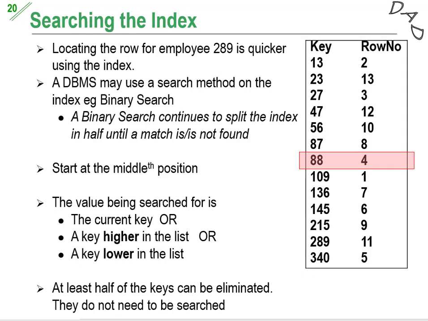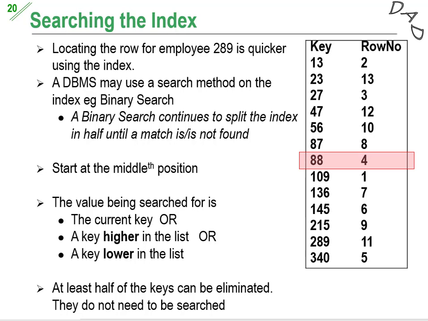So how are we going to find employee number 289? If I run a statement, select employee name, address, and other information from the employee where the employee number is 289, how are we going to execute this in database management systems? As I mentioned before, database management systems use many types of search methods. So let's use a very basic search method called the binary search method.